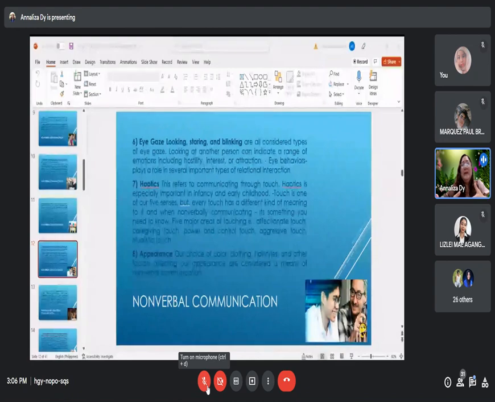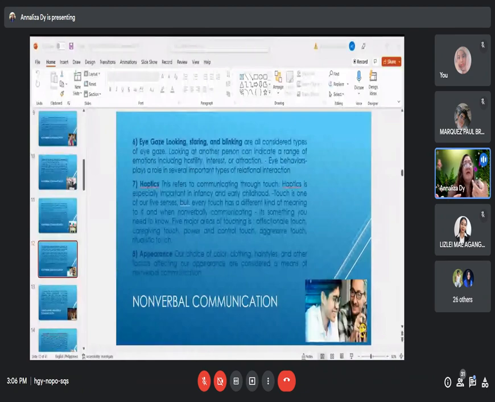The effect on you is that you become self-conscious. What is it about me? What is it that they're looking at? You become self-conscious. Now, staring, eye gaze, looking, and blinking. Someone who suddenly blinks at you, that's weird, right? So the eyes say a lot of things, depending on how the eye movements are done.